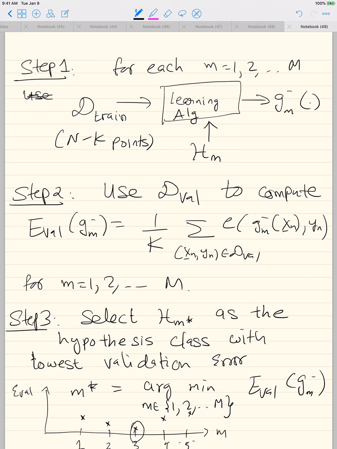Right? Is this clear? So this is what this expression is doing: arg min of E_val of g_m minus over m in the set 1 to capital M.